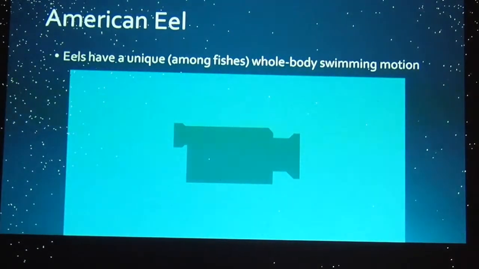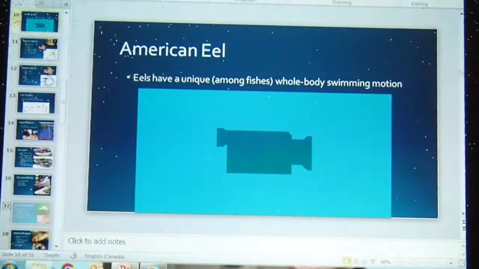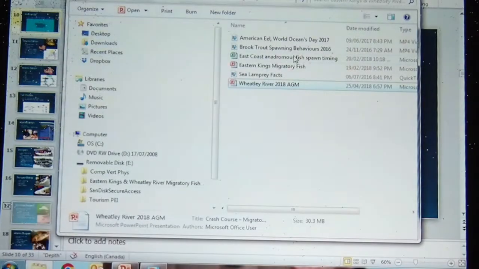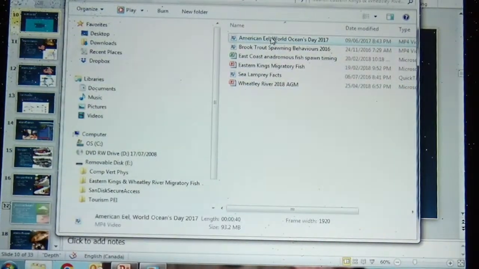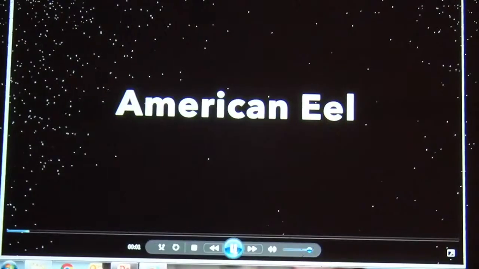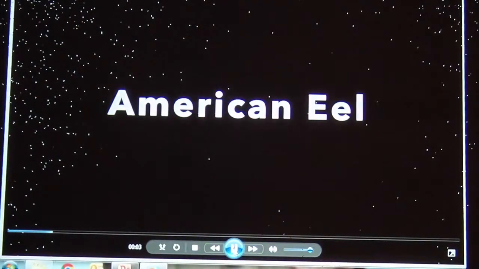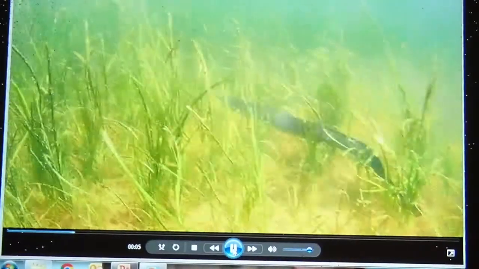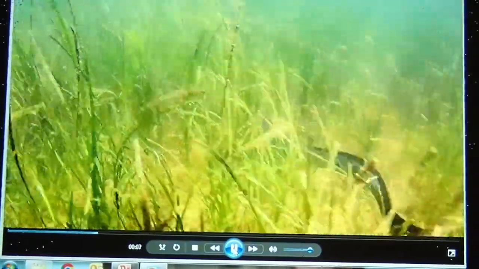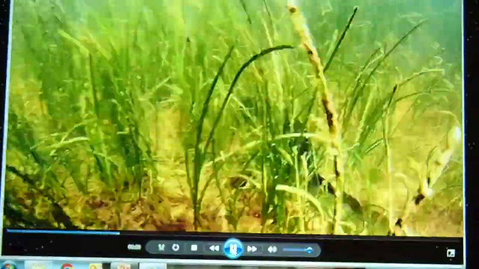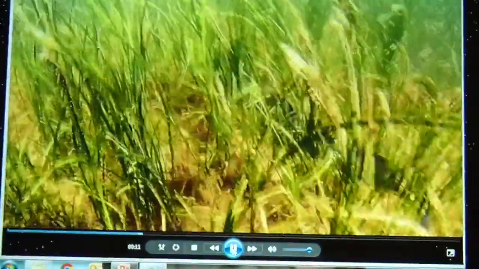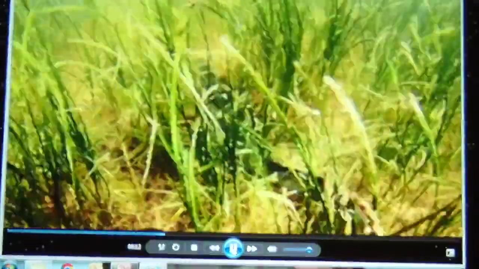Now, eels have a very unique swimming action. Let's see if I can pull up a short video here. You'll see that they actually swim very differently than other fish species do. Instead of just using the back end of their tail, they use the entirety of their body.